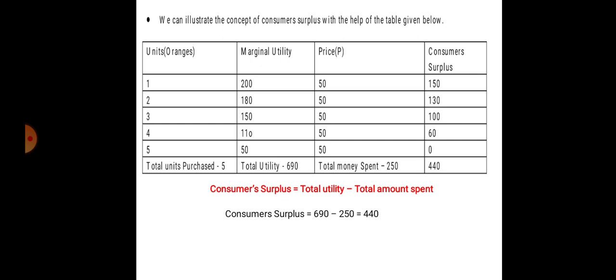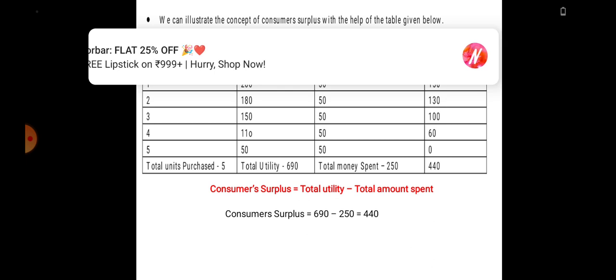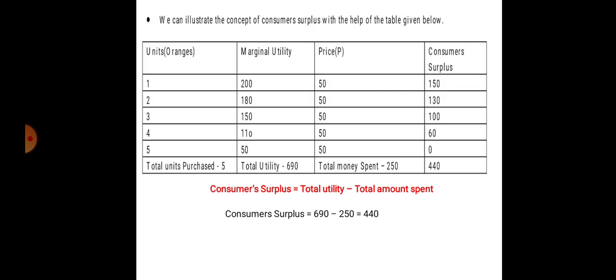Now consumer surplus. Let's see the formula: the difference between your marginal utility minus price. So for the first orange the consumer surplus is highest, 150. Then for the second orange it goes on decreasing: 130, 100, 60, and for the fifth orange it is equal to 0.